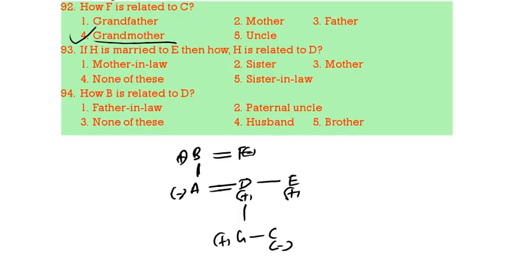If H is married to E, how is H related to D? Sister-in-law. Then how is B related to D? B is the father-in-law. 1 is the correct answer.